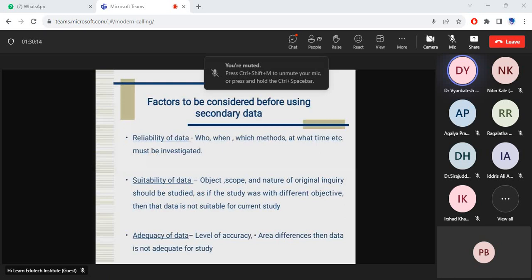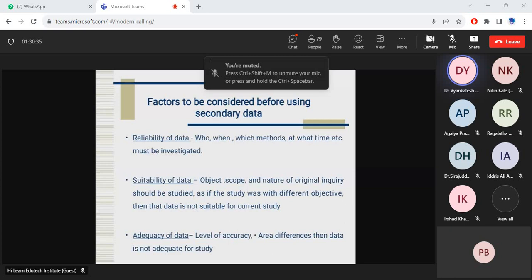And the adequacy of data is the level of accuracy. If there are differences in area, then the data is not adequate for the study. Definitely, the adequacy, how adequate it is. If the area differs, that is not adequate for the study. So, depending on adequacy, we further focus on the data that we are using.